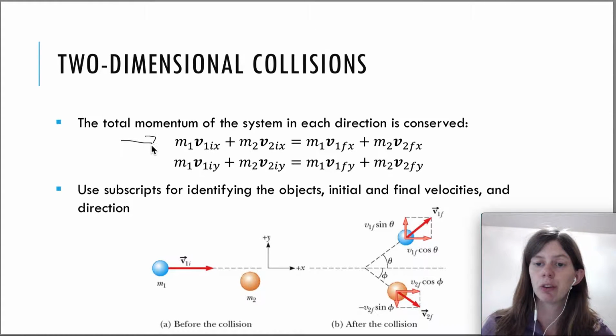We have written conservation of momentum in the x direction. This is just like what we had before. We just have an extra subscript. We now have three subscripts. You see, v1 initial x, v2 initial x.